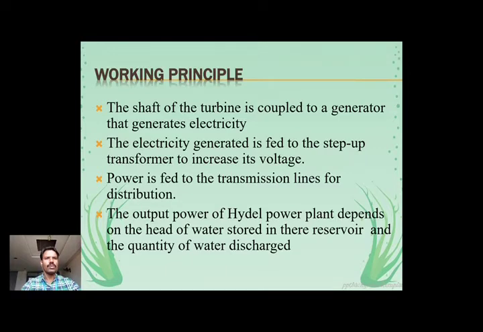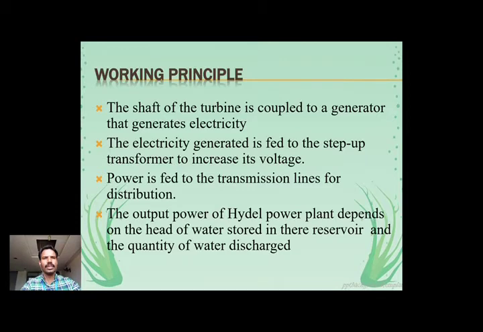The output power of a hydro power plant depends upon the head of the water stored in the reservoir. If we have a heavy head, it has high potential energy. The formula for potential energy is mgh. So with a high head, we have a high amount of potential energy. It is possible to produce maximum hydroelectric power.